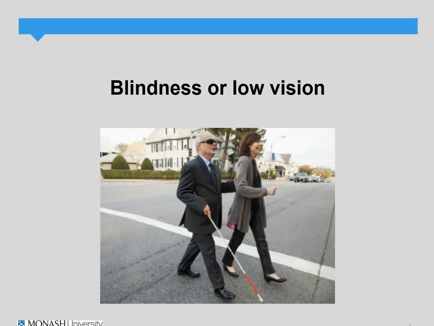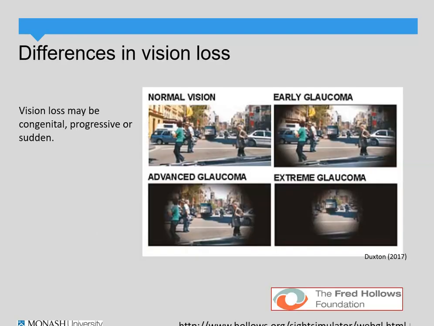So now we're going to focus in on some of those disabilities that we talked about at the start. And the first one we're going to look at is blindness or low vision. So as I said at the start, some of these disabilities may be congenital, so the person's born with it. It may be progressive, like this example that I've got here. So on the top left-hand corner, we've got someone's normal vision. Someone who is in the early stages of glaucoma, we can see that tunnel vision is starting to come in from the periphery. Advanced glaucoma, the person's lost about 40% of their visual field. Moving on to extreme glaucoma, where they only have about 30% of their visual field left.